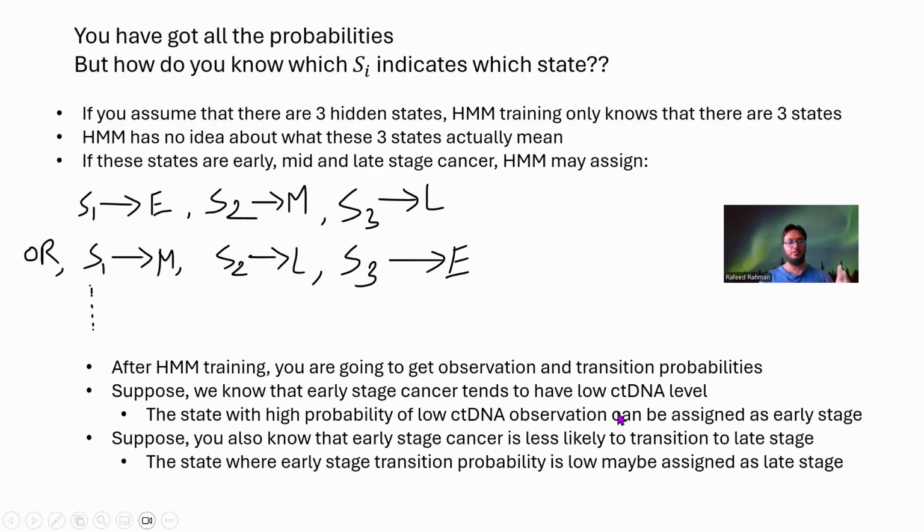Let's give another example. Suppose you know that early stage cancer is less likely to transition directly to a later stage. Now, if you see that the earliest stage identified right here has a very low transition probability to some other S, then that's probably your late stage. So basically, you can learn which S represents which state through some prior knowledge, through some domain knowledge, and it shouldn't be a big deal.